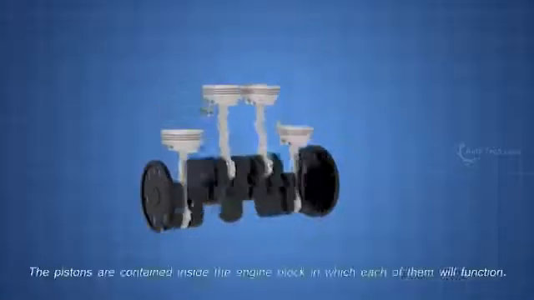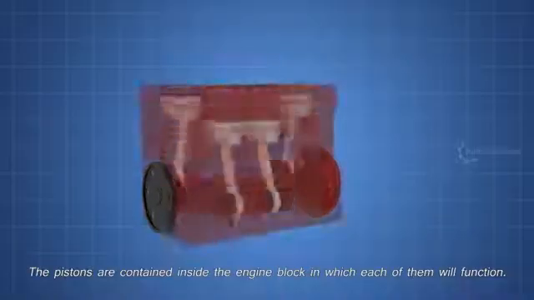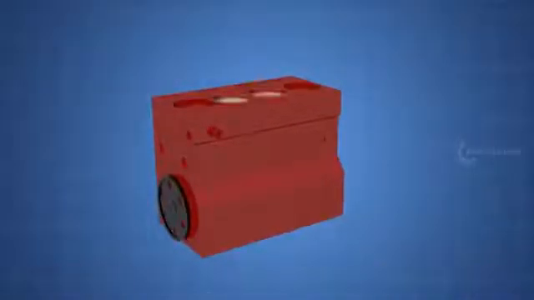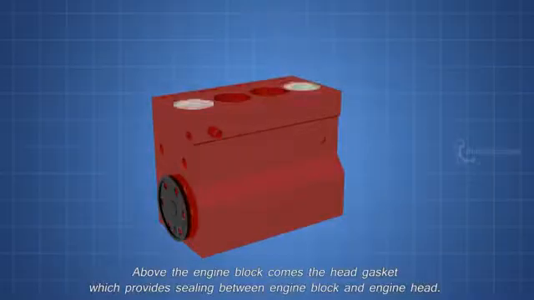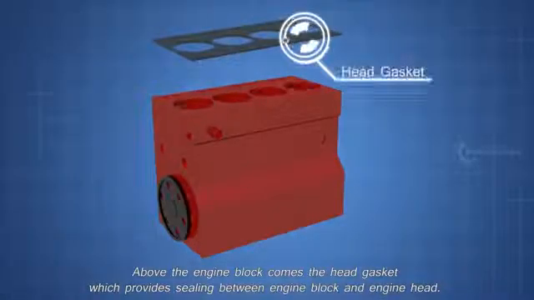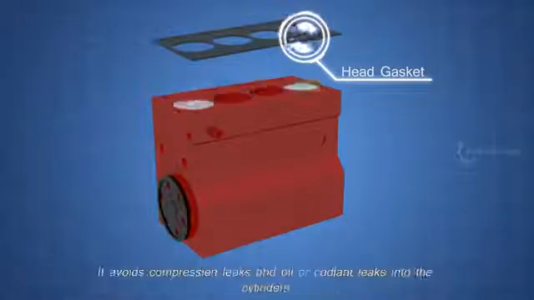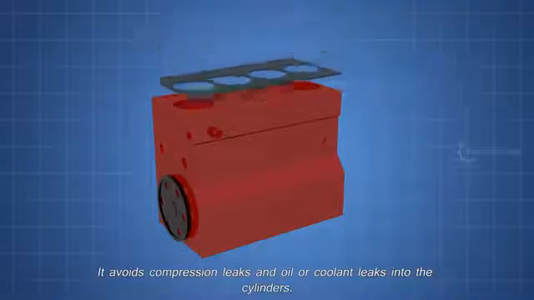Now, let's see how these parts work together. The pistons are contained inside the engine block, in which each of them will function. Above the engine block comes the head gasket, which provides sealing between engine block and engine head. It avoids compression leaks and oil or coolant leaks into the cylinders.